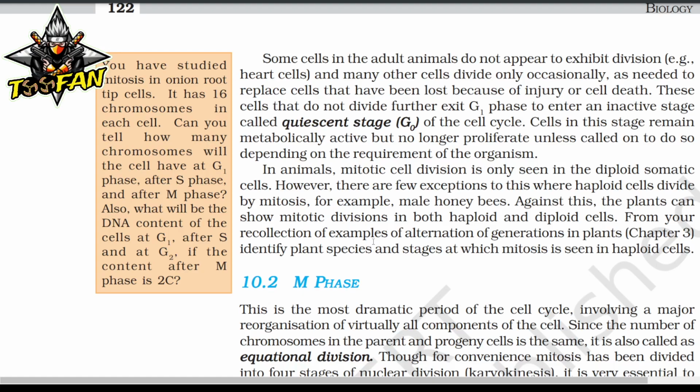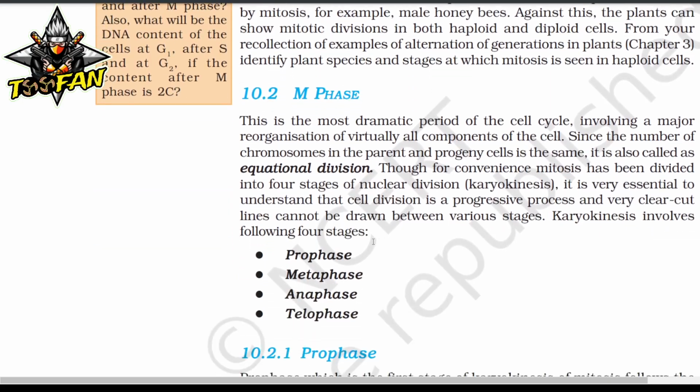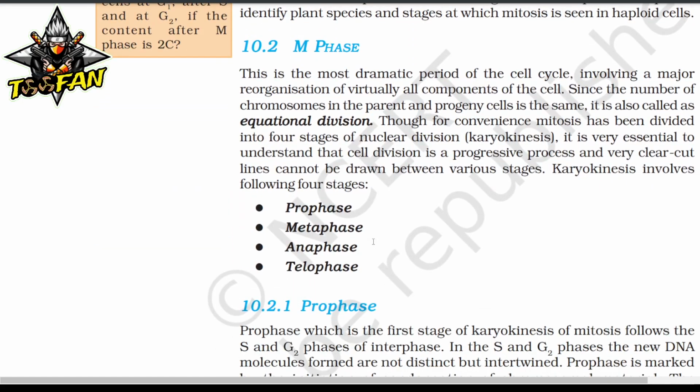However, there are few exceptions to this where haploid cells divide by mitosis, for example, male honeybees. Against this, the plant can show mitotic division in both haploid and diploid cells. From your recollection of the example, alternation of generation in plants, identify plant species and stage at which mitosis is seen in haploid cells. M phase. This is the most dramatic period of the cell cycle, involving a major reorganization of virtually all components of the cell.